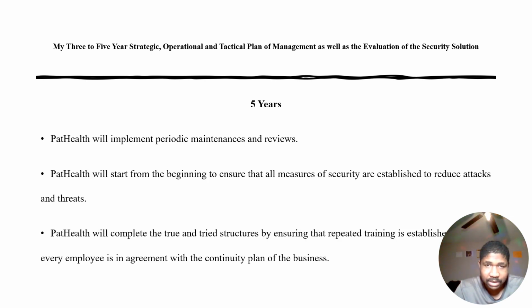And the last part of it is my 3 to 5 year strategic operational technical plan of management in 5 years. And the first part is that Part Health is to implement periodic maintenance system reviews. Start from the beginning to ensure that all measures of security are established to reduce attacks and threats. The last part of it is Part Health to complete the structures by ensuring that repeated training is established and every employee is in agreement with the continuing plan of their business.